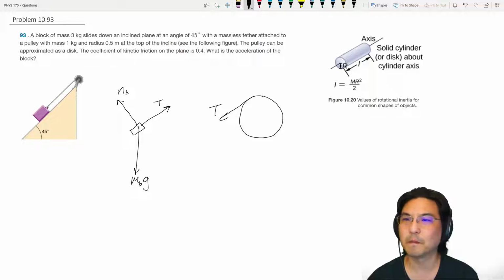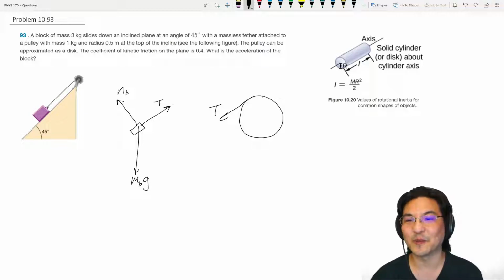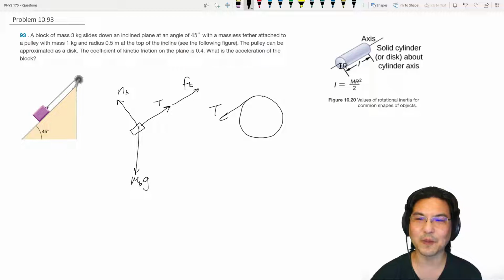Oh, there's friction. Okay, so if the block is sliding down the ramp, friction would be opposing the motion, kinetic friction. And that looks like it. Okay, so we're done with the free body diagram for the block.